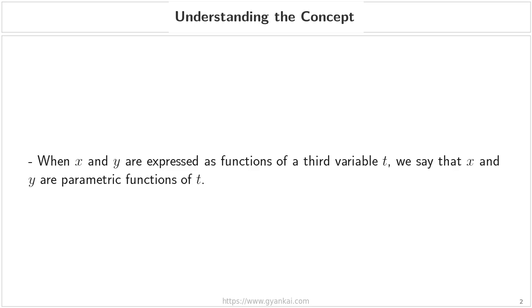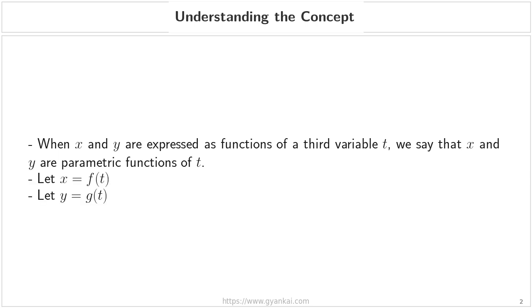Understanding the concept. Now that we have established that variables can depend on a third factor like time, let's dive deeper into the concept. When we express both x and y as functions of a third variable, which we typically call t, we say that x and y are parametric functions of t. To put this in mathematical terms, we can say x equals f of t and y equals g of t.